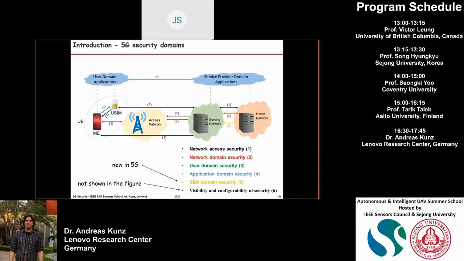5G basically looks very similar to 4G with respect to the security domains. We have an application security domain between the user and the service provider. We have the access security domain between the UE and the home network, the serving network and the access network, which is established during primary authentication and where you derive the keys for the different security protocols. And then we have the user domain security between the mobile equipment and the SIM card.